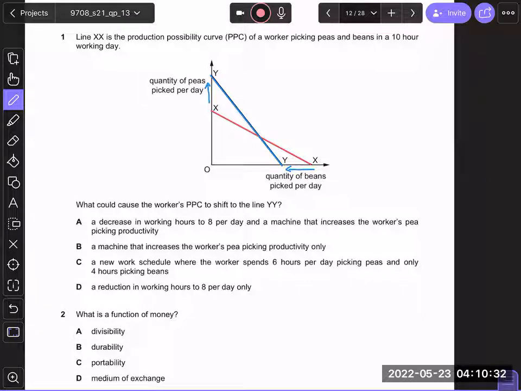B, a machine that increases the workers' pea picking productivity only. C is a new work schedule where the workers spend 6 hours per day picking peas and only 4 hours picking beans. And D is a reduction in working hours to 8 per day. What should be the right answer if your PPC is pivoting?